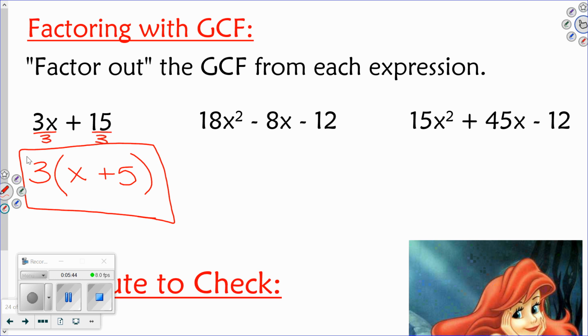Yeah. 3 times x is 3x. 3 times 5 is 15. It worked. It should be the same, right? It's just not changing the value. It's just changing the way it looks. All right, what about the next one?